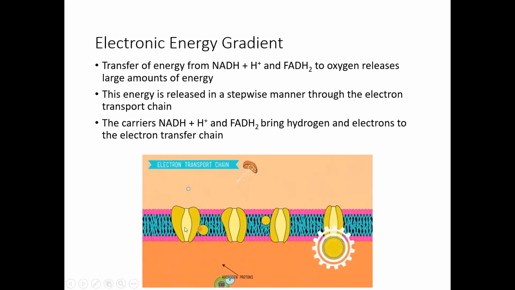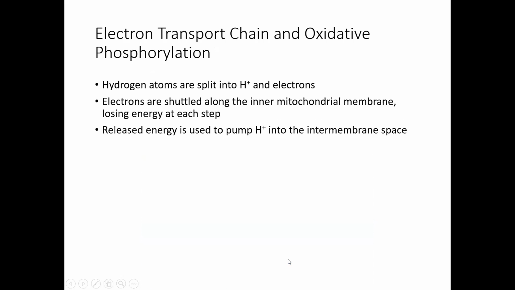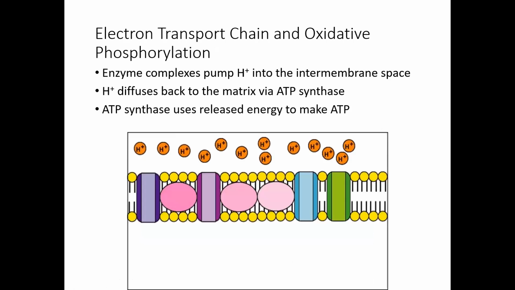And the electrons are going to get passed from one to another to another. So we split apart the hydrogens and the electrons. The electrons stay embedded in the electron transport chain, but they are shuttled from enzyme 1 to enzyme 2 to enzyme 3. And as they do so, they release their energy, and that powers those enzymes. They function as pumps, and they pump the hydrogens across the membrane.